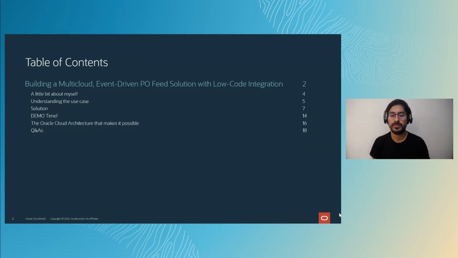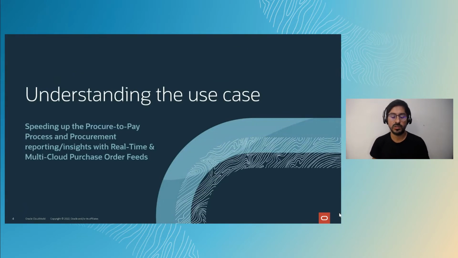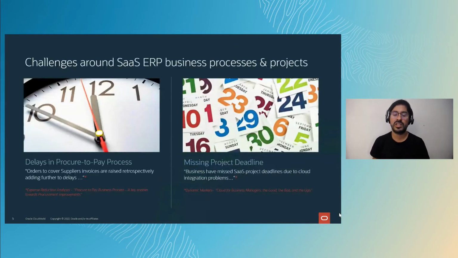So let's move on. Let's understand the use case. What are the challenges around SaaS ERP business processes and projects? According to the expense reduction analysts, orders to cover suppliers' invoices are raised retrospectively, adding further to delays. We have seen this in many customers. They are raising or processing the purchase orders at the end of the day or the day after, or even at the end of the week.